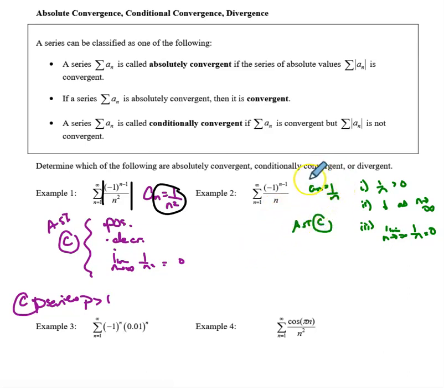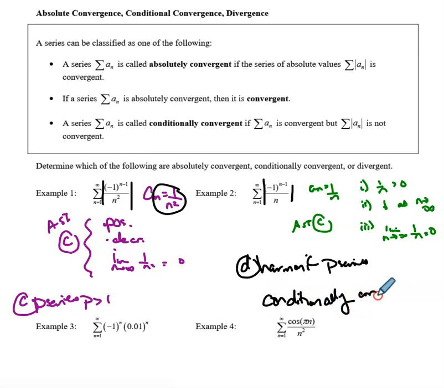However, the underlying series, 1 over n, which you'd get by taking the absolute value of our series, you would get the series of 1 over n, is the divergent harmonic p series. So, since the underlying series is divergent, this series is only convergent conditional on having the alternator. Without the alternator, this series would diverge. Therefore, we call this guy conditionally convergent.